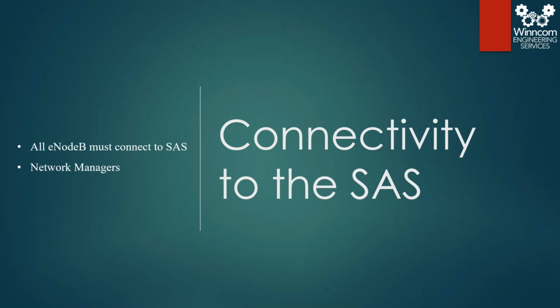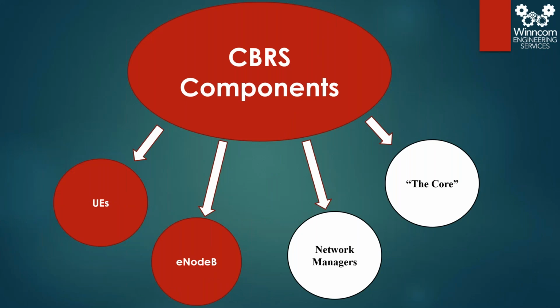So just like the UE, the eNodeB must connect back to the SAS. The only way I've seen this done so far is through network managers. So you have your Ericsson, your BioCells, your Cambium. They all have their own network managers. They all perform their own way to each of the SASs. And we'll discuss more of network managers here shortly. So the last two sections here are your network managers and the core.